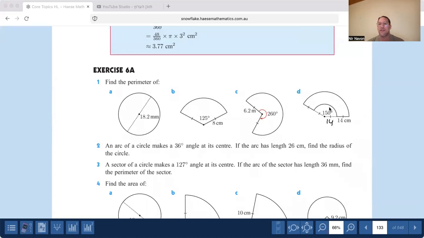So we can find the length of this arc and the length of this arc. Here the radius is 14, and here the radius is 28. And once we find this and that, we can add 14 and another 14.